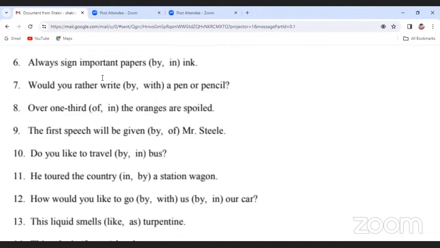We move to number 9. The first speech will be given dash Mr. Steve. The first speech will be given, yes, by Mr. Steve. That's by, correct.